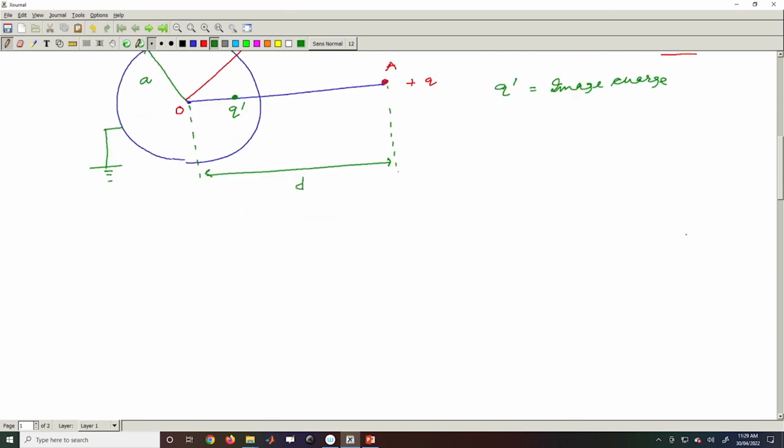Okay. Now, for the boundary condition, let us see that this point is B. The boundary condition is the most important thing here, which is why it is called a boundary value problem.